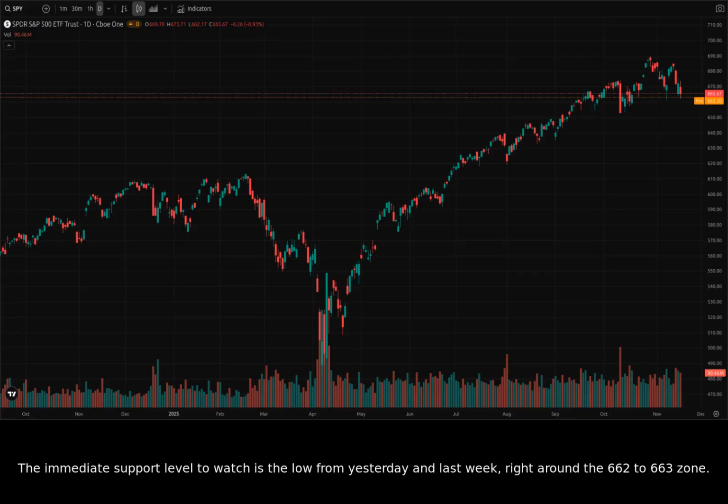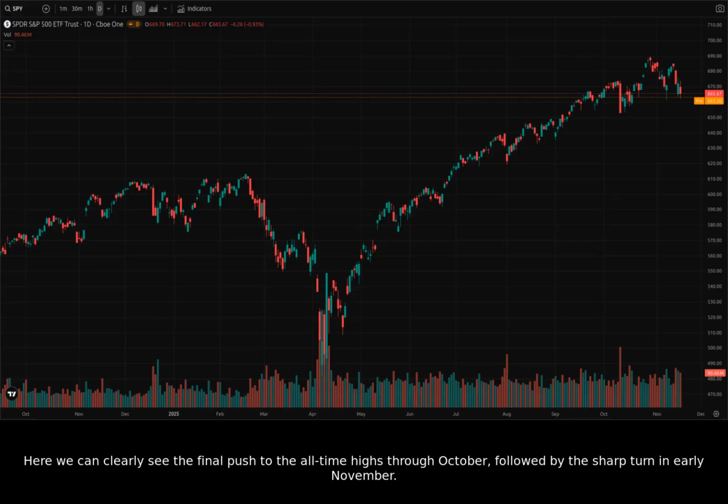The immediate support level to watch is the low from yesterday and last week, right around the 662 to 663 zone. If that level fails to hold, the next major area of support is the swing low from October, down around 653. Let's zoom in on the price action since the beginning of October to get a better look at this reversal.